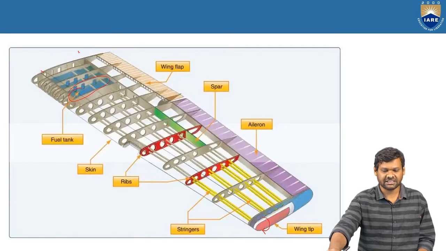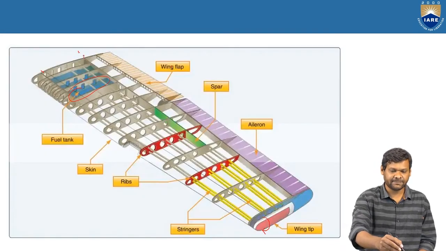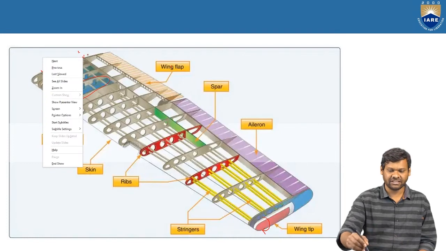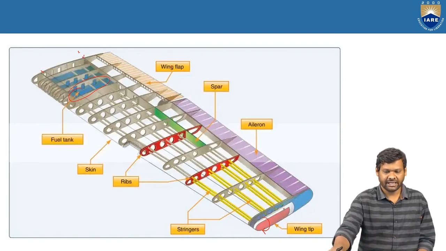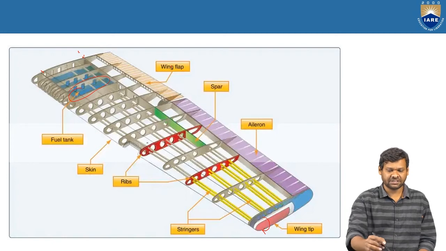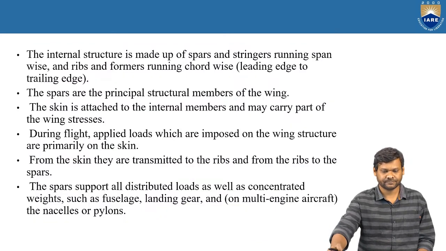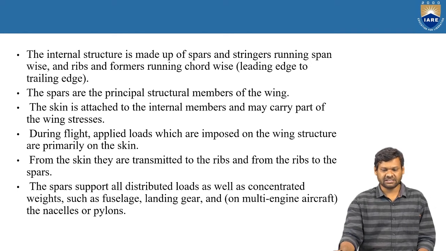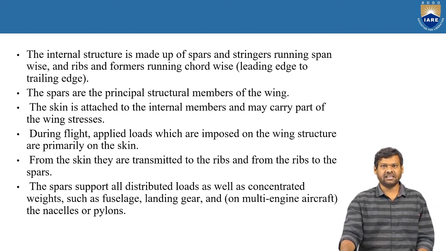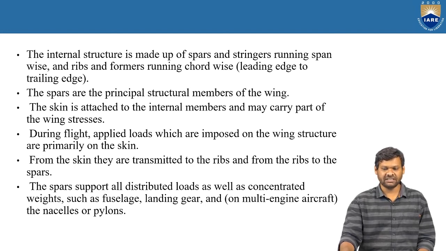When you look into the internal structures, spars, this is a spar, and you can see that this spar is running from one end of the wing to the other end of the wing. And similarly, these stringers are also running from one end to the other end of the wing tip. The spars are principal structural members of the wing. When you take the case of the spars, these are one of the principal structural elements. The skin is attached to the internal members and may carry part of the wing stress.